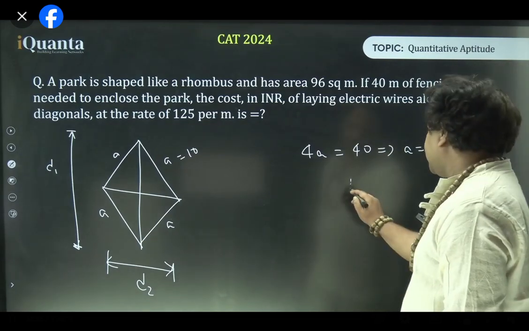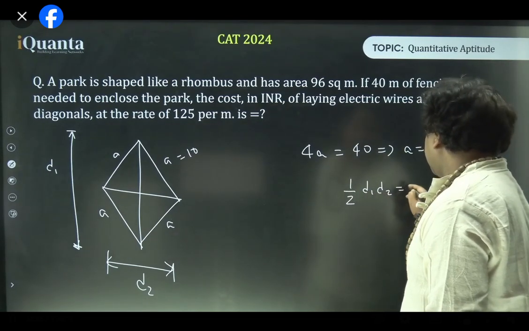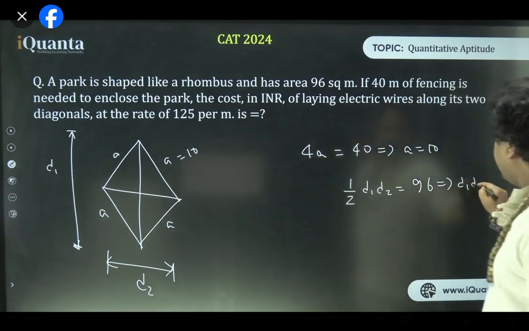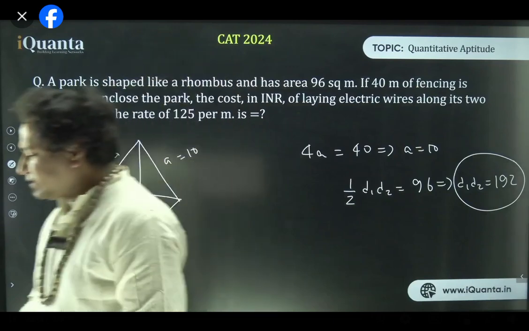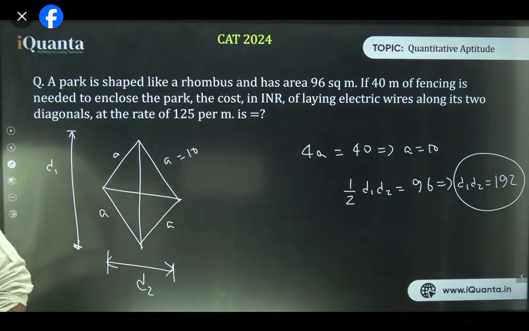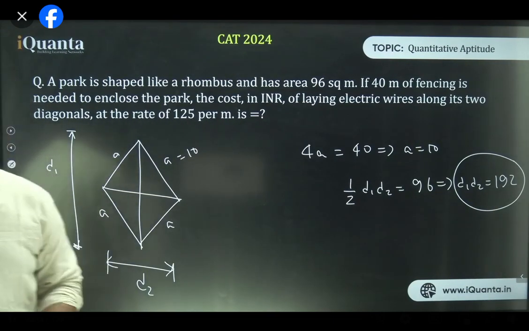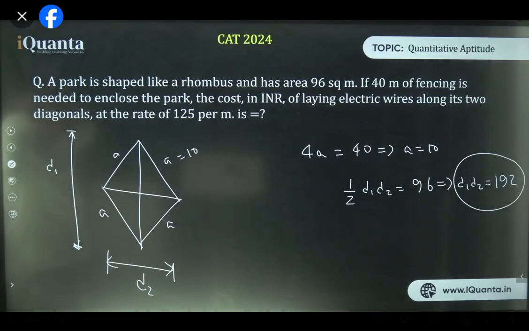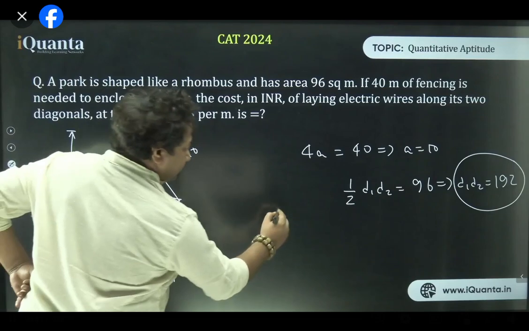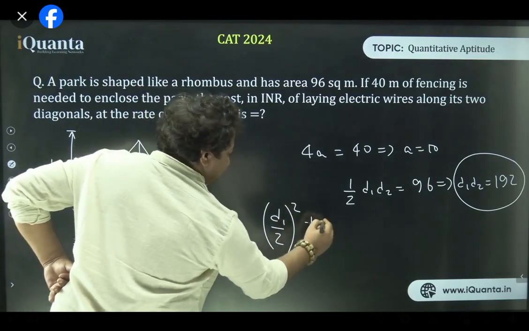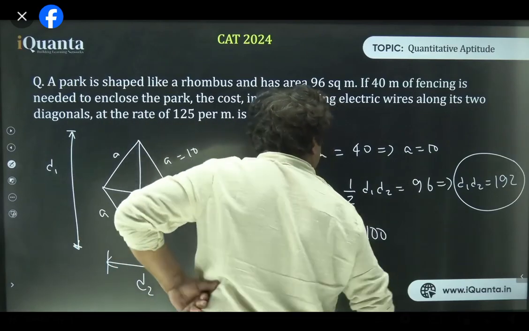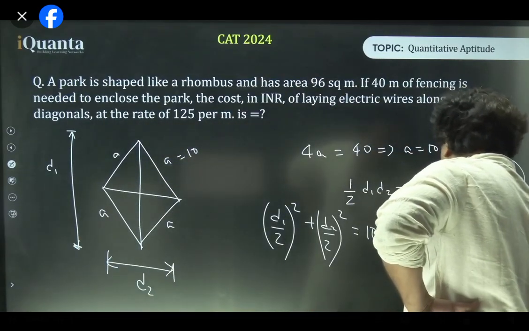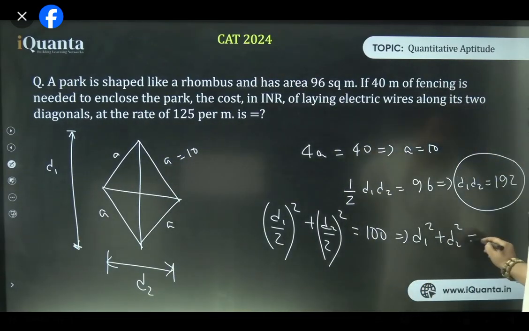And area is 96, that means half times d1 into d2 is 96, which also means d1 multiplied by d2 is 192. All right, very much similar to the previous question, the same kind of working over here, isn't it? A is 10, I can apply Pythagoras theorem here. So (d1 upon 2) square plus (d2 upon 2) square will be equal to square of A, that is 100, which means d1 square plus d2 square is equal to 400.